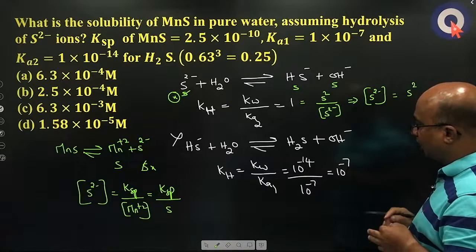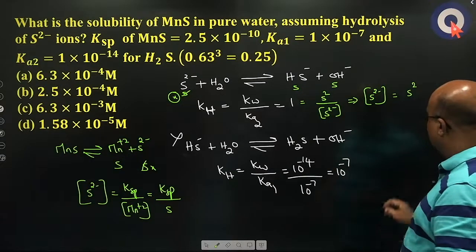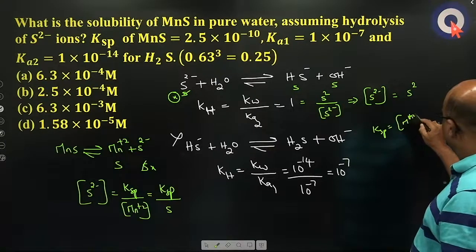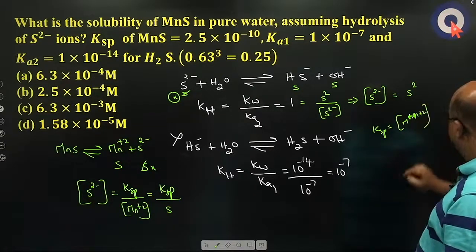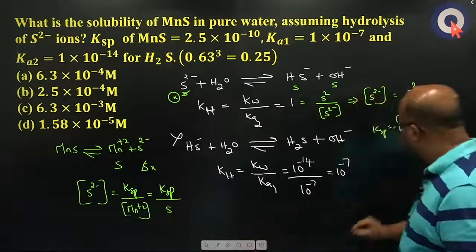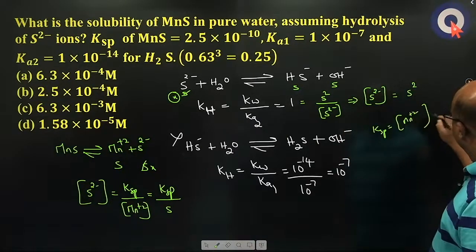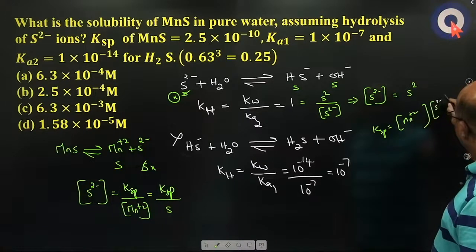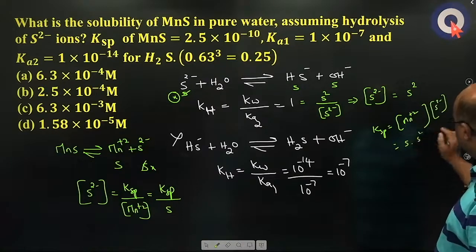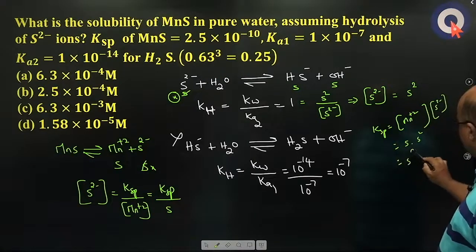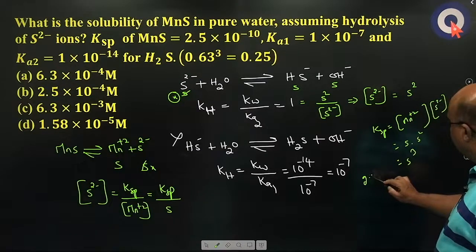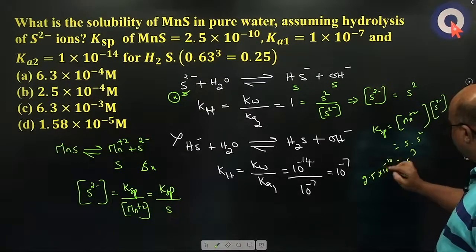So if you just write Ksp, what is Ksp? Ksp is again nothing but Mn plus 2 concentration into the sulphide ion concentration. So this is nothing but S, this is nothing but S square. So nothing but it is S cube. But S cube is nothing but equal to now 2.5 into 10 to the power of minus 10.